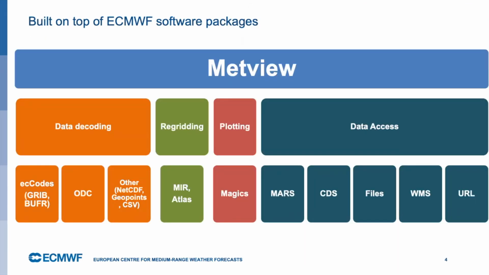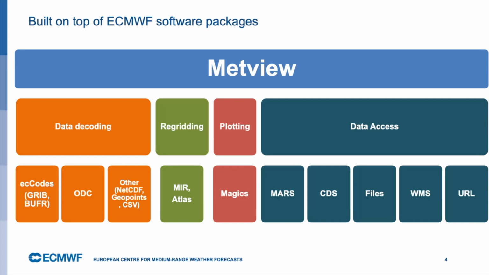So in terms of the packages here, you'll recognize some of these. If we say we've got Metview on top, then in terms of data decoding, we're using ecCodes to handle our GRIB and BUFR data, of course. We've got an observation format called ODB, and strangely enough, the package to handle that is called ODC. And then we can also support other data types like NetCDF. We've got observation types like geopoints as well.